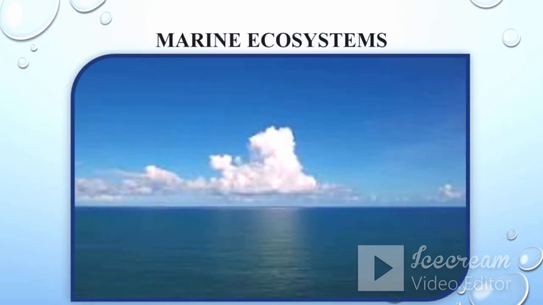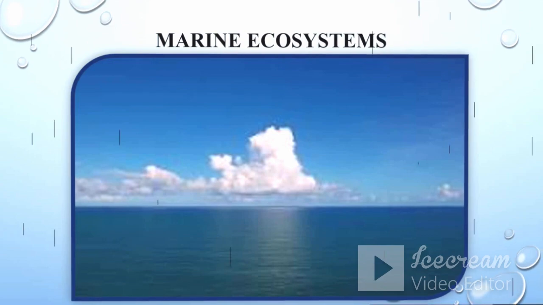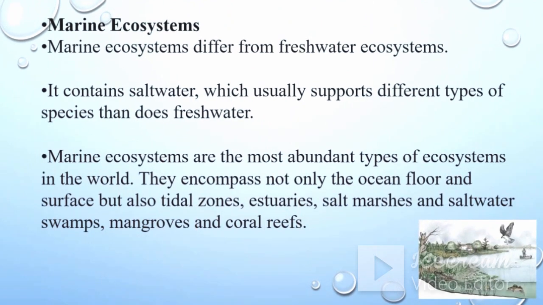Last, marine ecosystems. Marine ecosystems differ from freshwater ecosystems. They contain salt water, which usually supports different types of species than does freshwater. Marine ecosystems are the most abundant types of ecosystems in the world. They encompass not only the ocean floor and surface, but also tidal zones, estuaries, salt marshes, saltwater swamps, mangroves, and coral reefs.